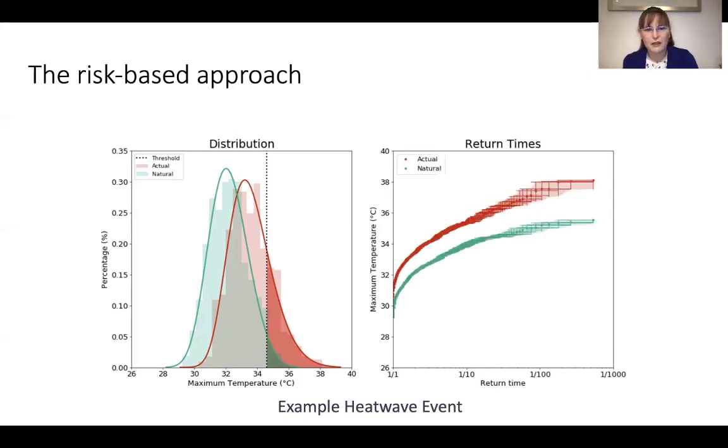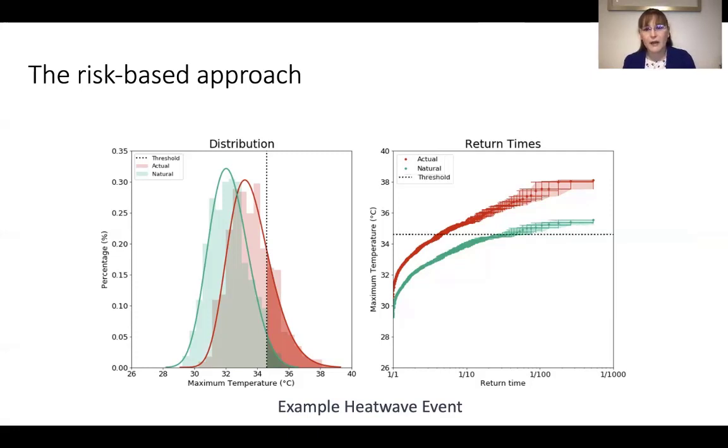Now, another way that we can look at this, because quite often we're squeezed into the tails of the distribution here, is to rank the distribution and look in terms of the return times, and that's what's shown on the right. It's essentially exactly the same plot, but it has the advantage of highlighting differences in the tails of the distribution. So this time we've got the temperature on the y-axis and the return time, so how rare the event is, on the x-axis.